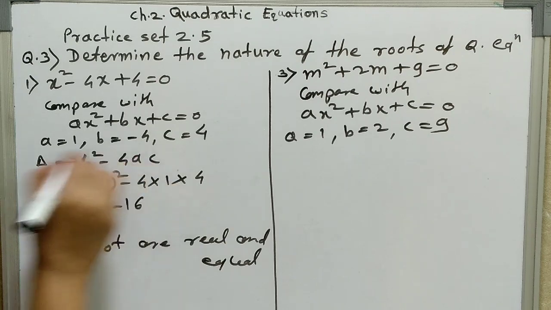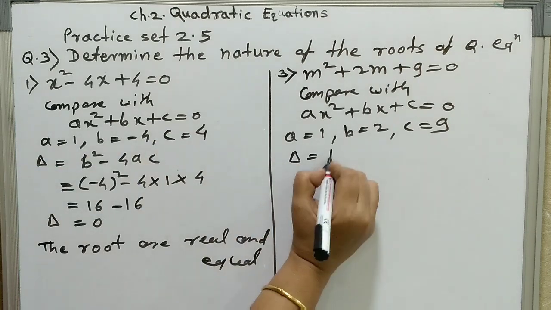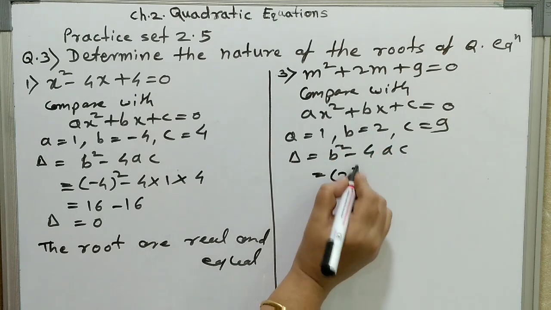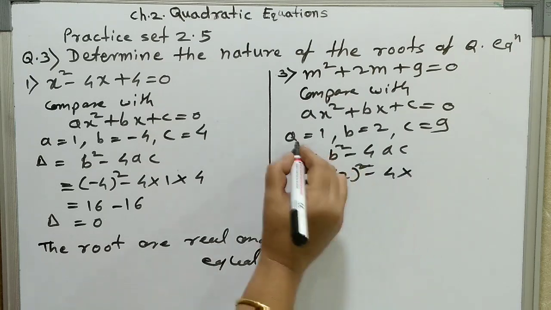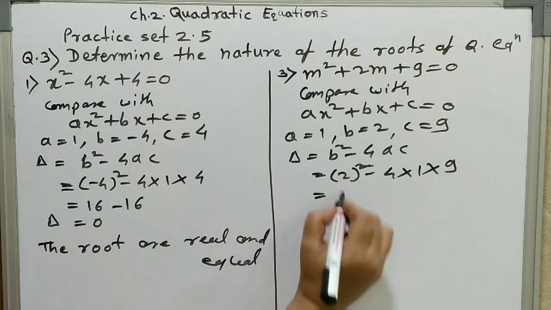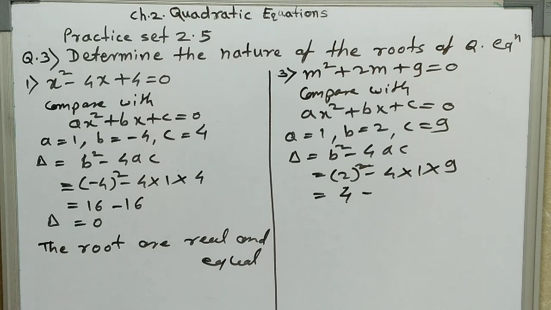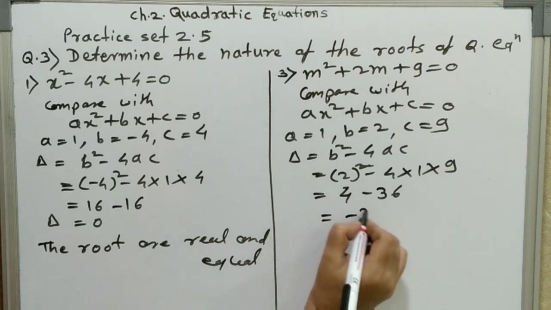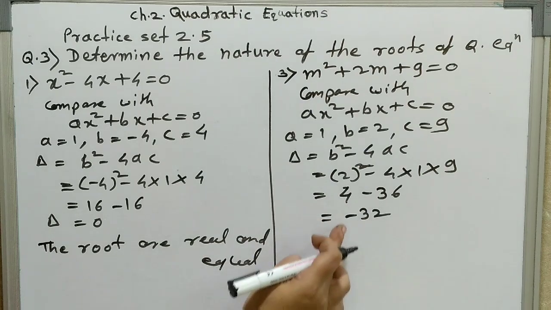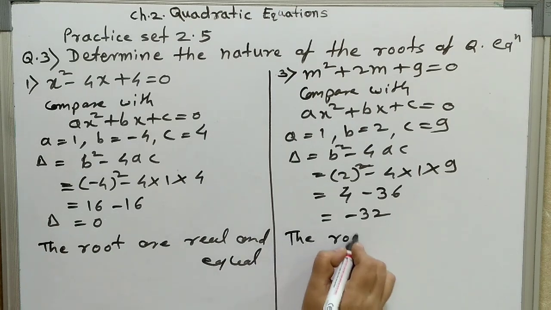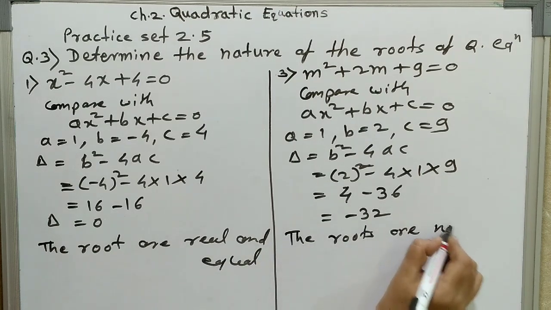First we find out the value of this discriminant. So delta is equal to b square minus 4ac. So the value of b is 2. So 2 square minus 4 into the value of a, which is 1, and c, 9. So 2 square is 4 and minus 4 into 9 is 36. So 4 minus 36, so minus 32. Here the value of delta is less than 0. So the value of delta is negative. So the roots are not real.